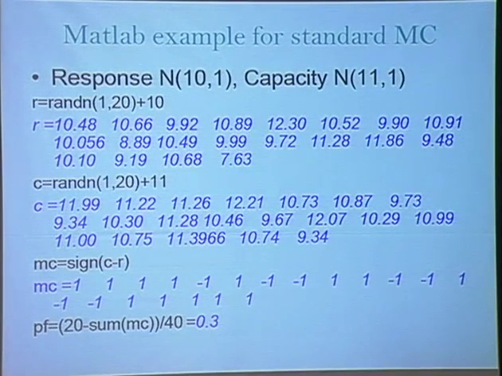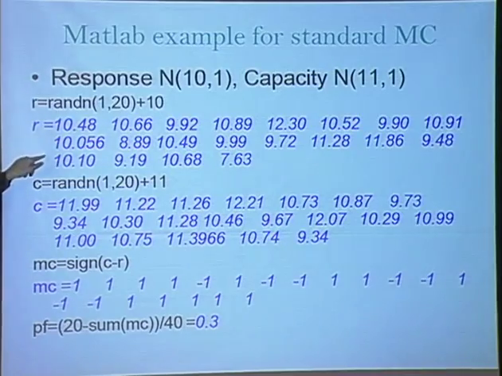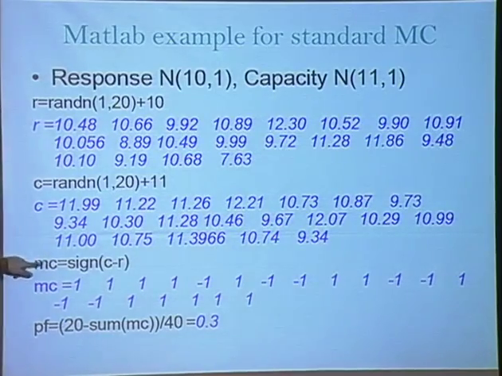And the distance between the means is not small compared to the sum of the standard deviations. Actually, it's 1/2 of the sum. So this is just to show you the numbers. This is the way I generated 20 instances of the response, and I similarly generated 20 instances of the capacity. And then I took the sign of the difference. Every time I have a 1 here, it means okay, -1 means failure.